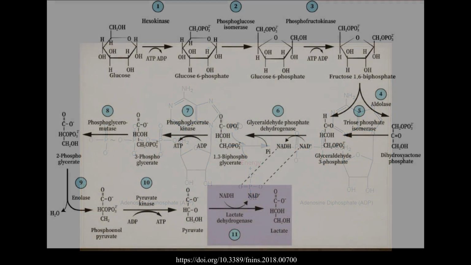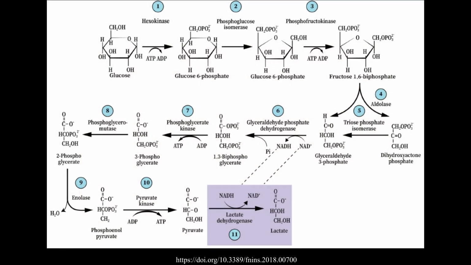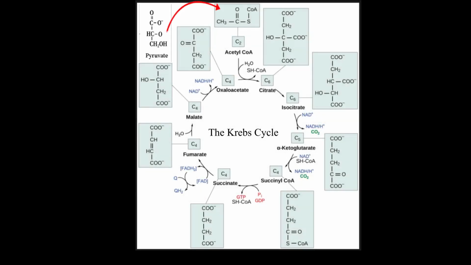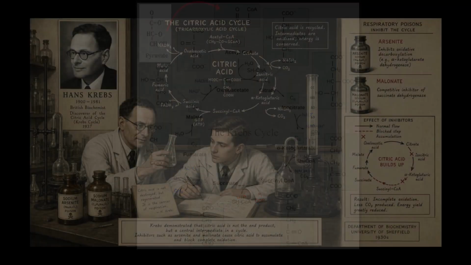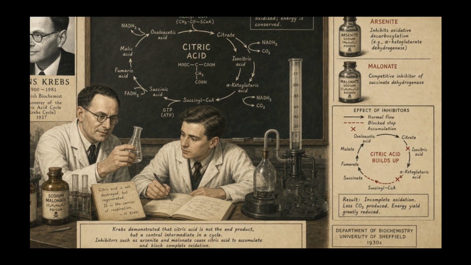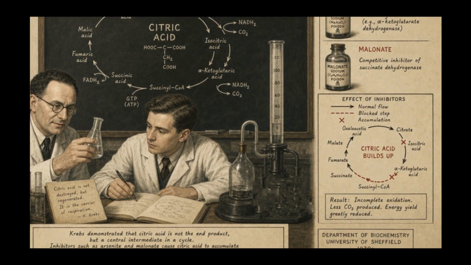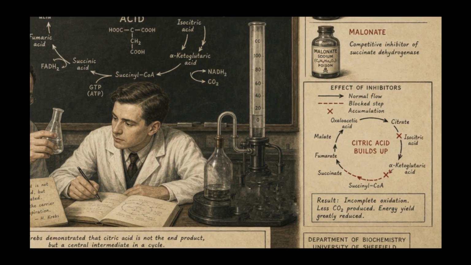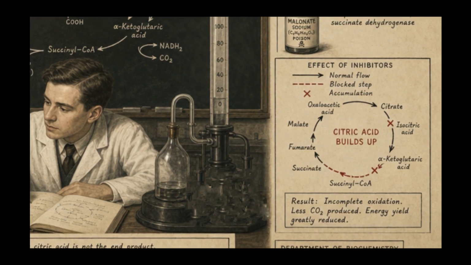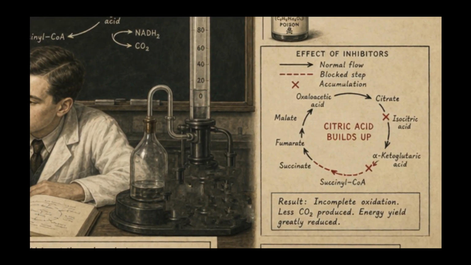We saw earlier that in the absence of oxygen, pyruvate is converted to lactic acid in animals, whereas in the presence of oxygen, it enters the Krebs cycle to generate the molecules required to make most of the ATP used by cells. In the 1930s, Hans Krebs and his graduate student, William Johnson, suspected that citric acid was recycled and found that not only was there a buildup of citric acid in the presence of arsenite and malonate, which are poisons that were known to inhibit respiration, but that its oxidation was also incomplete.